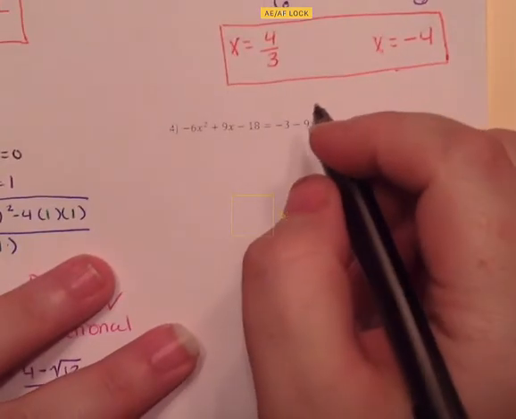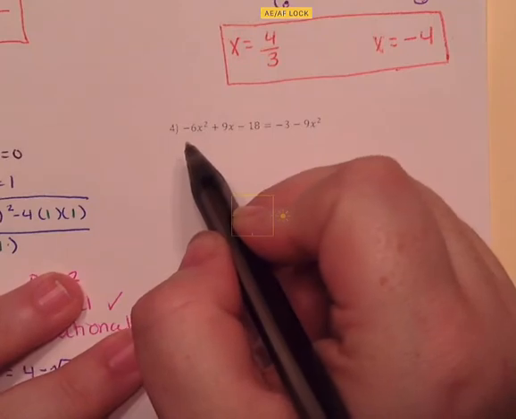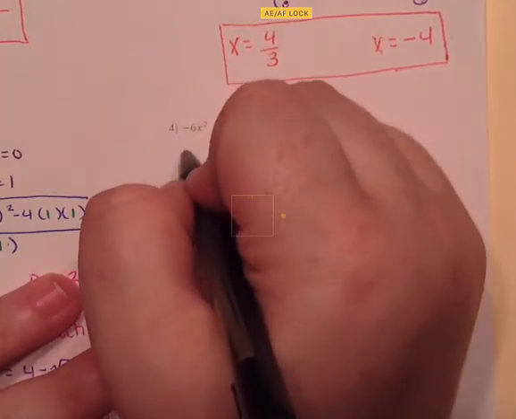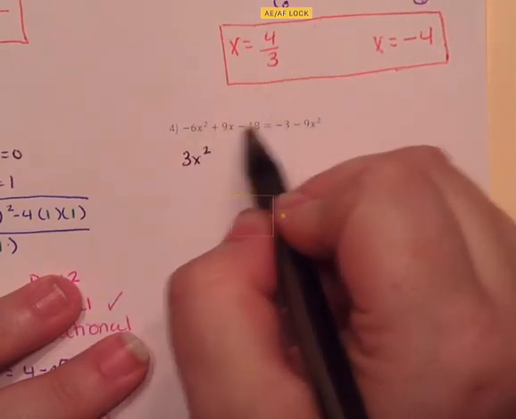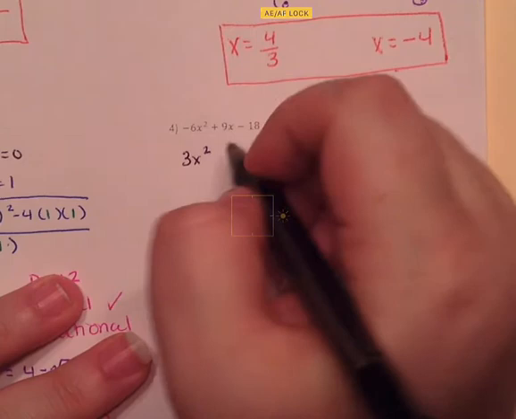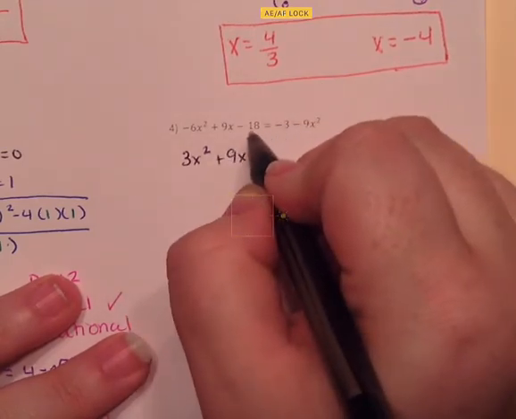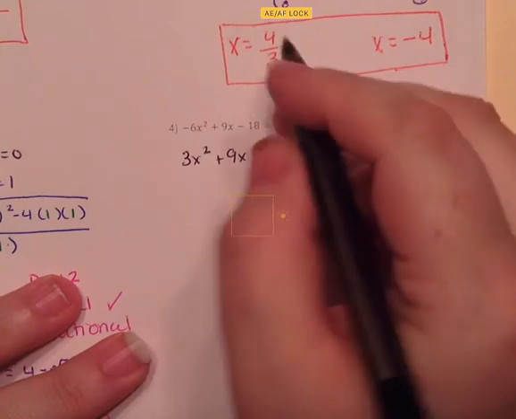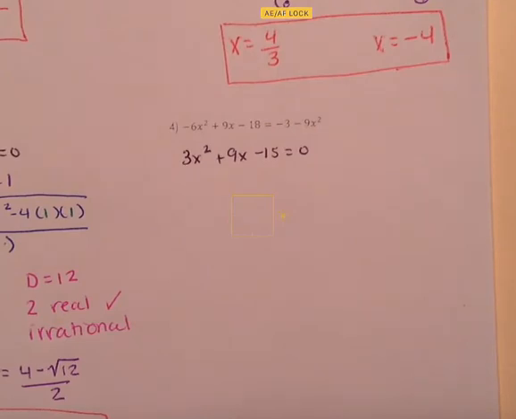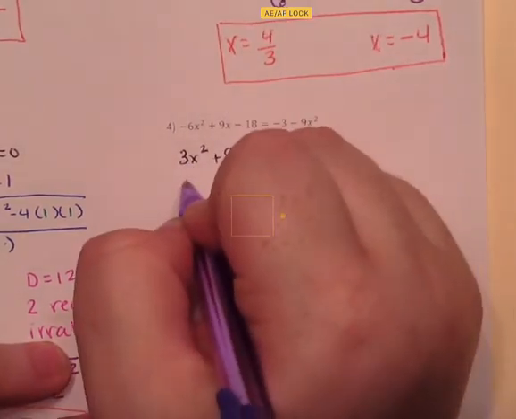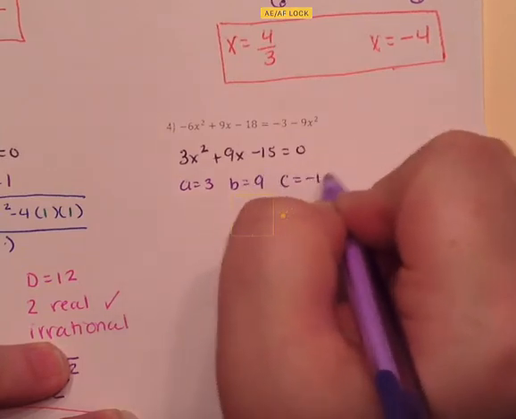So we're going to add the 9x squared to the other side. So 9x squared and a -6x squared gives us a 3x squared. We're not moving any regular x's, so we're going to keep a +9x. But we are adding a 3 to the other side, so a -18 plus 3 is a -15, is equal to 0. Using the quadratic formula, a is equal to 3, b is equal to 9, c is equal to -15.